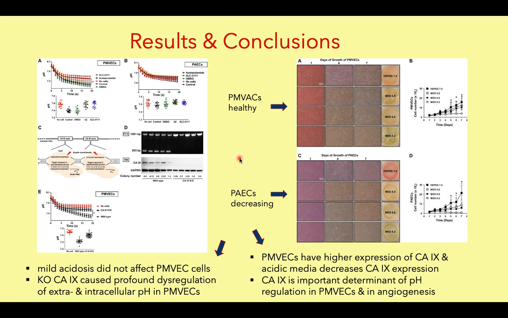Over here is a Western blot, and it does appear that the microvascular cells had a high expression of carbonic anhydrase 9. They have a higher expression of it even in the acidic media. So carbonic anhydrase 9 is an important determinant of pH regulation in the microvascular cells and in angiogenesis. They think that this may give us a better understanding of the mechanisms of acidosis-induced lung injury and hopefully help develop therapeutic strategies.